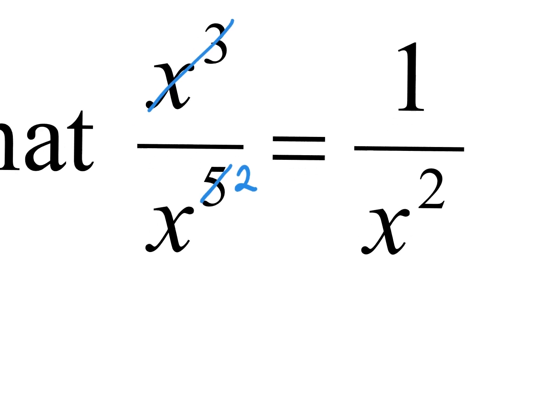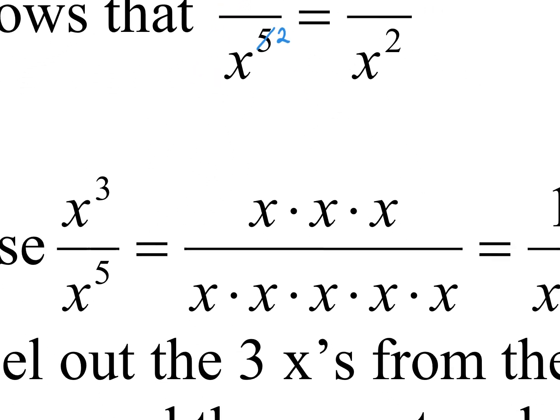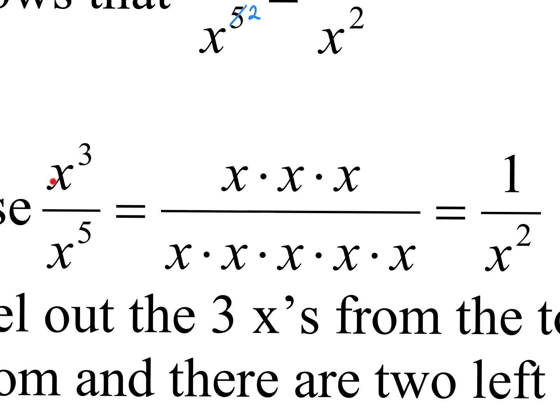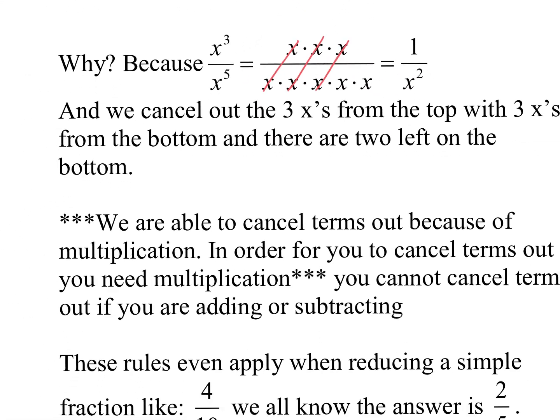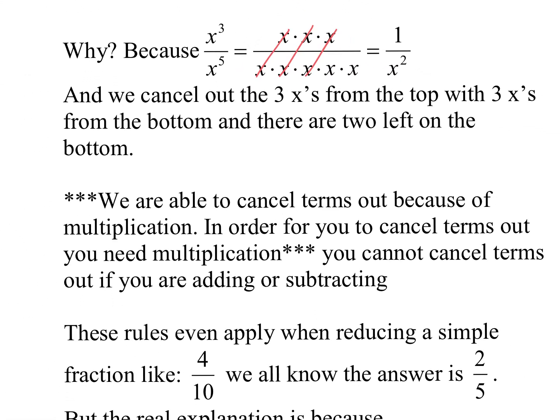Now, that really comes from it being expanded like this. X to the third is 3 x's being multiplied. X to the fifth is 5 x's being multiplied. And of course, now that you have multiplication, you could cancel out the x's, the x's, the x's. There's nothing left up on top. So that's why there's a 1. And there's 2 x's on the bottom. That's why there's an x squared on the bottom. So the reason why we're able to cancel out x's is because of the multiplication that was there.